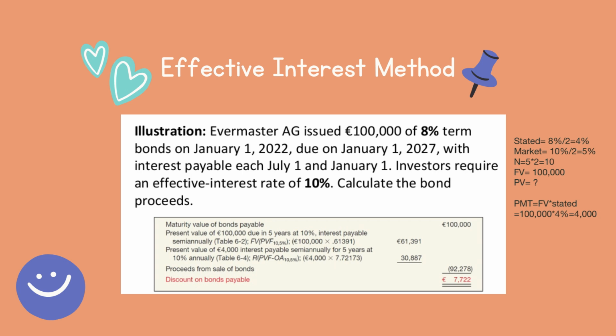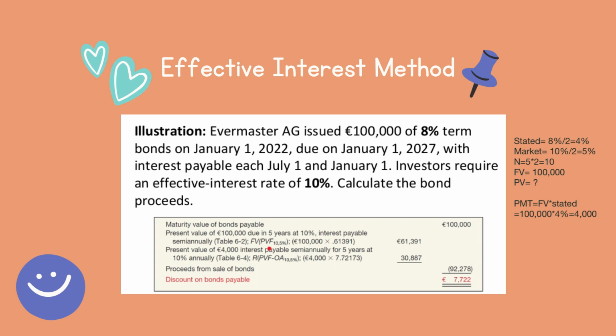Now, to calculate the present value, I need to find the present value for 2 things. I need to find the present value for the face value and the present value for the payment. So the face value, I'm gonna pay the 100,000 only once in the future. Okay, the face value 100,000, I'm gonna pay it only once. So I go to the single sum table, present value single sum table. When N is 10, I is 5.